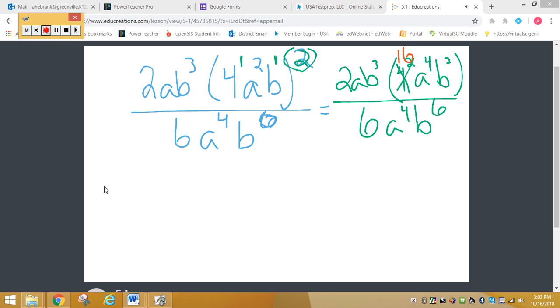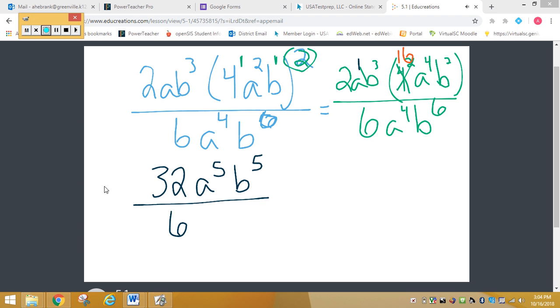So I'm going to do my whole numbers now. 2 times 16 is 32. I'm going to add my a's. There's really a 1 there, so I get a to the fifth. I'm going to add my b's and get b to the fifth. And write my bottom. 6a to the fourth, b to the sixth.